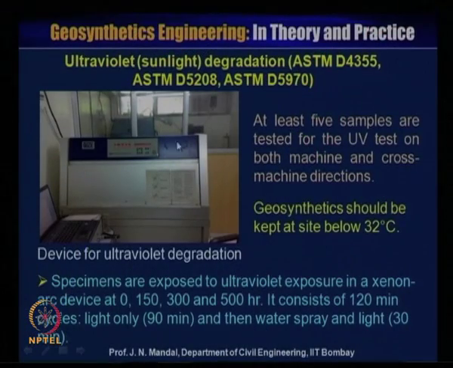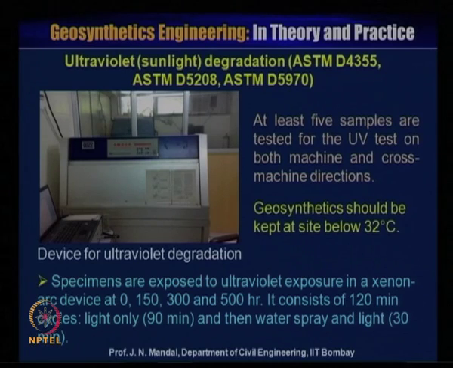This is the device for ultraviolet degradation, and at least 5 samples need to be tested for the UV test in both the machine and the cross machine direction. Geosynthetics should be kept at a temperature below 32 degrees centigrade. These specimens are exposed to ultraviolet exposure in a Xenon device at 0, 150, 300 and 500 hours.